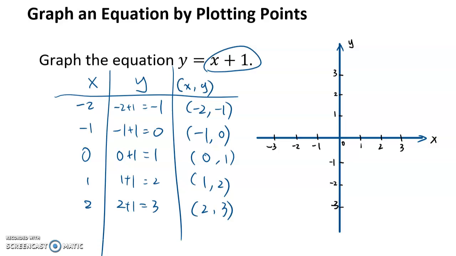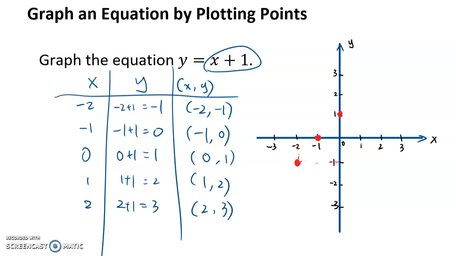Here I have a coordinate plane with an x-axis and y-axis. Now let's first plot the first point, (negative 2, negative 1). So x is negative 2, y is negative 1, which is right here. First point. Second point, (negative 1, 0). So (negative 1, 0) is right here. Third point, (0, 1). (0, 1) is right here.